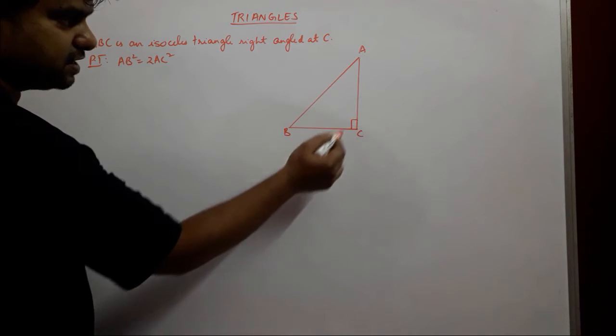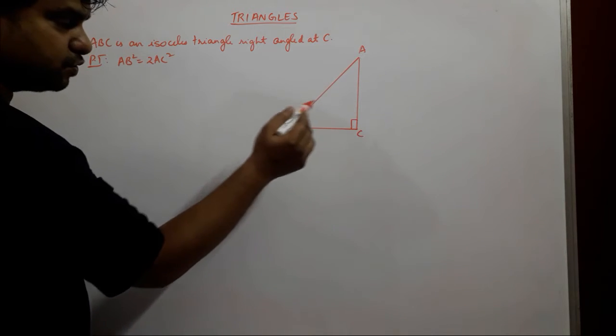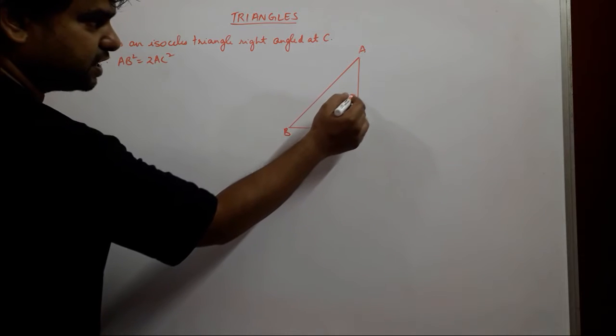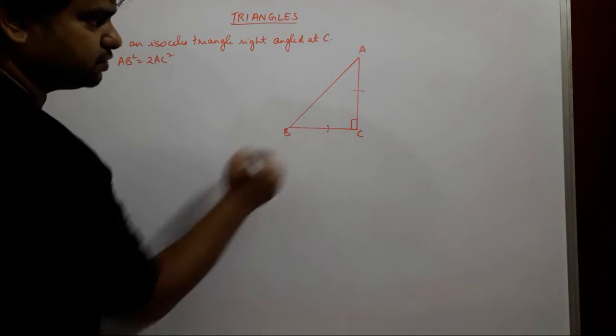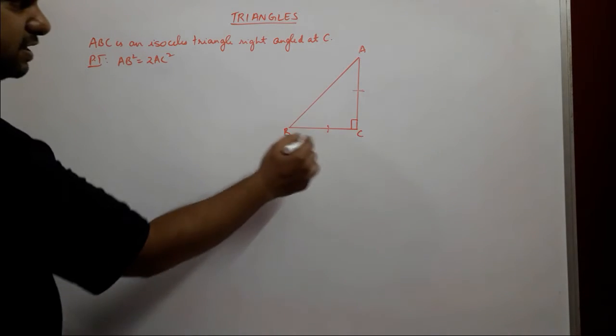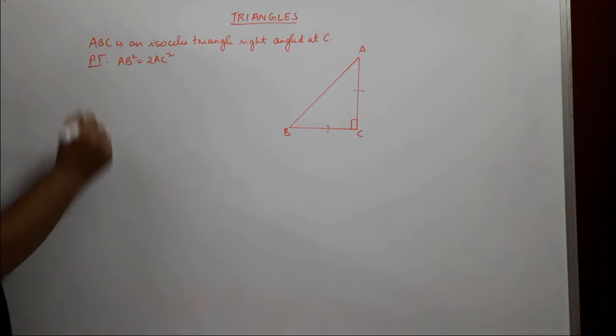And if we say that this is an isosceles triangle, where two sides are equal, then only these two sides are left to be equal, because this side is longer than the other two sides we have said. So AC and BC are equal to each other.